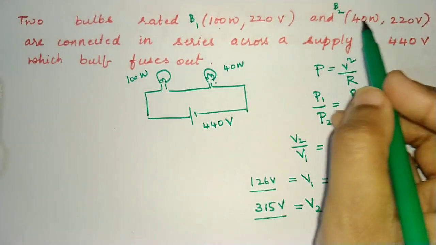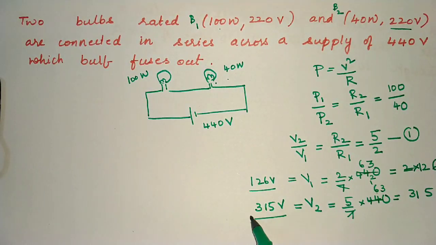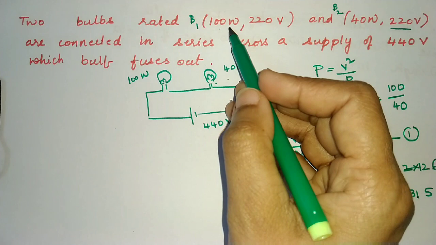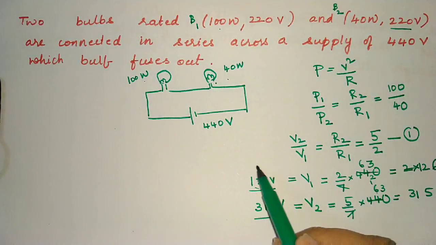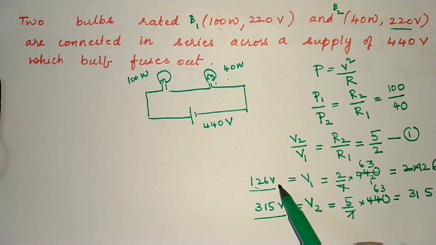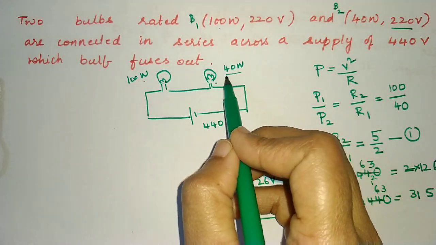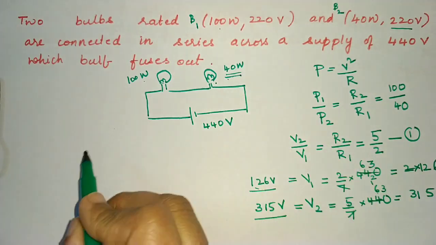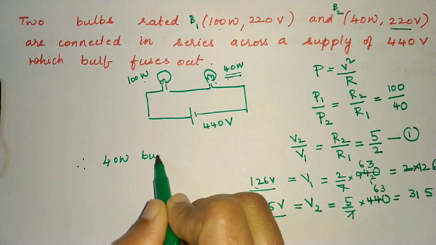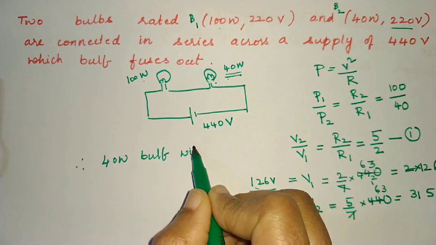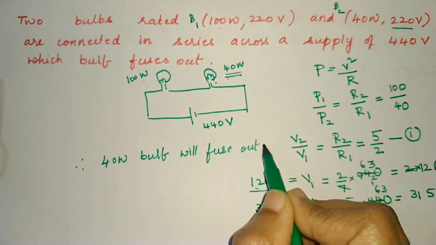Now you tell me which of these two bulbs is going to fuse off. 40 watt bulb is supposed to operate at 220, but it is getting a voltage of 315. Whereas 100 watt bulb is supposed to operate at 220, it is getting a lesser voltage which is 126. So which of these two bulbs is going to fuse off now? It is the 40 watt bulb. Therefore the 40 watt bulb will fuse out.